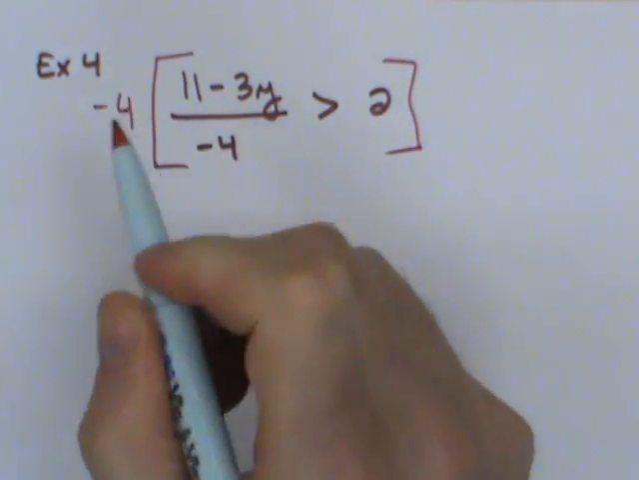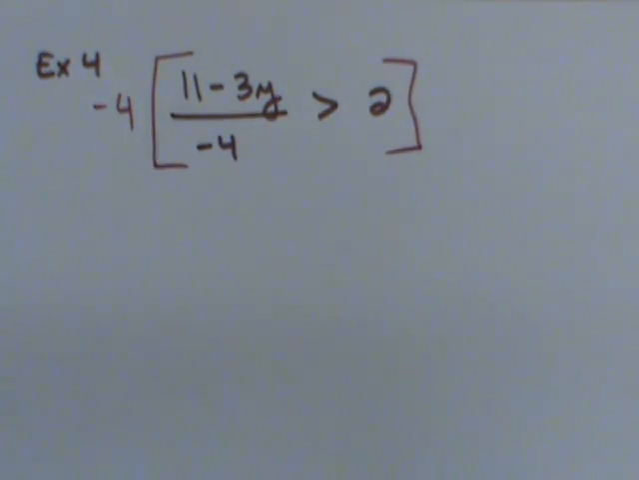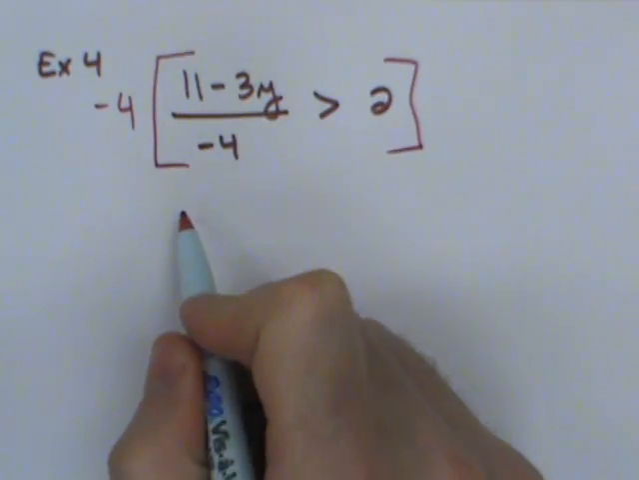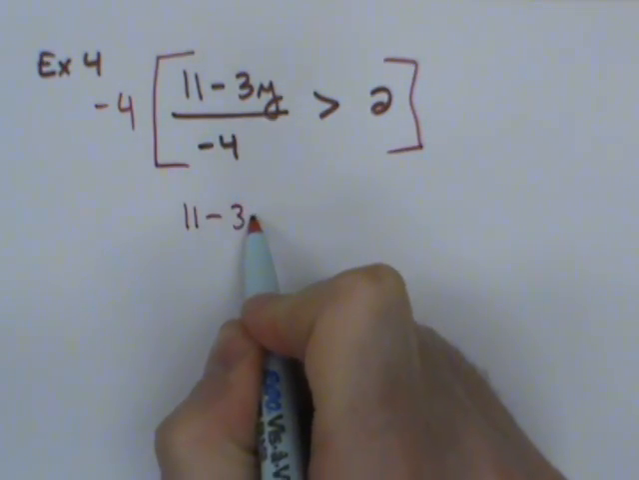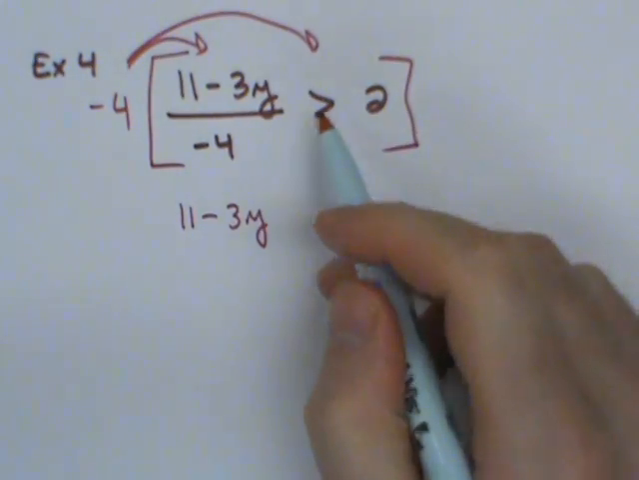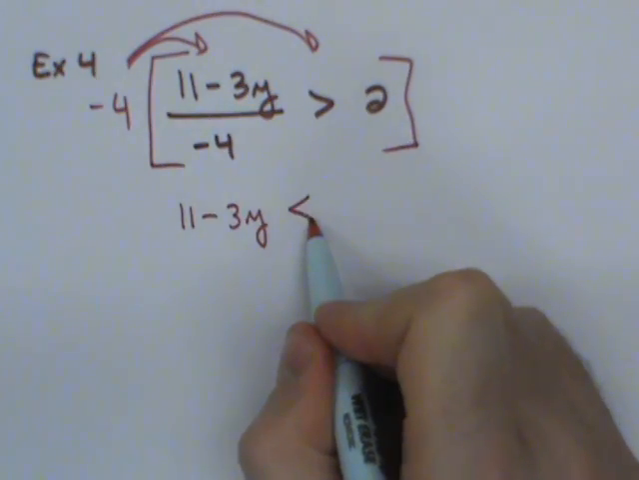Now, of course, if you multiply by a negative 4, you're going to have to switch the direction of the inequality sign. So here, the negative 4's cancel out. Numerators come down unchanged, as always. Because I'm multiplying by the negative, that forces this greater than to become a less than.